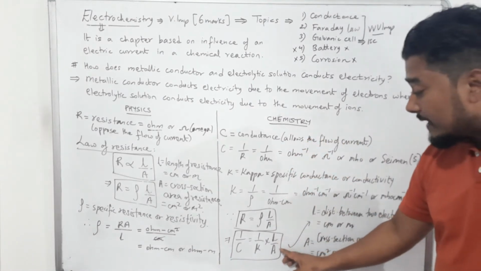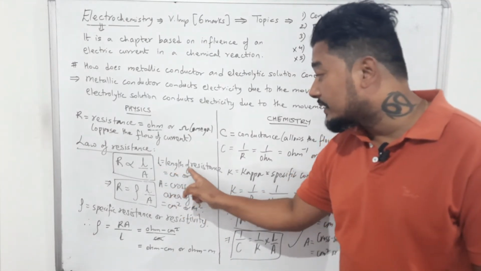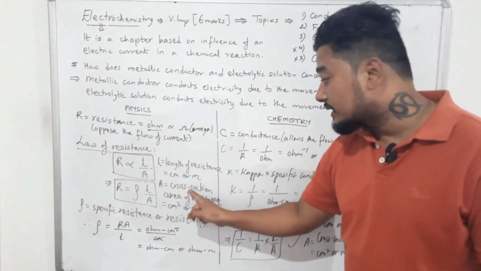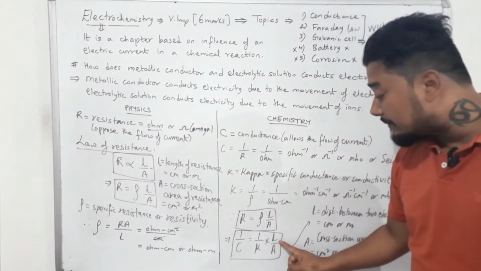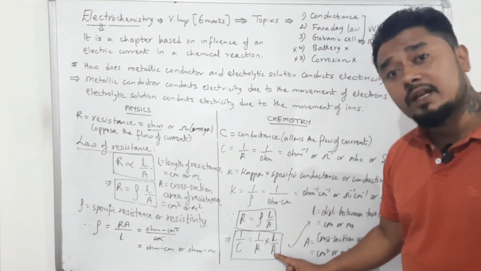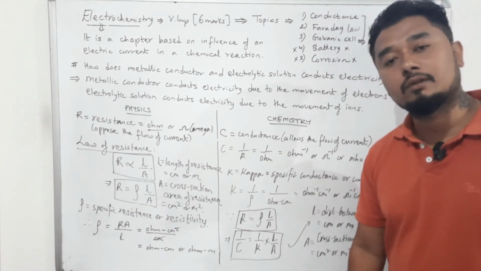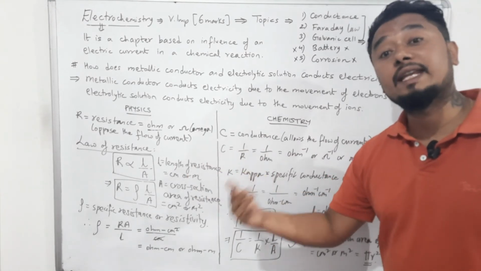Now what is this L by A here in chemistry? In physics, L means length of resistance and A means cross-section area of resistance. That means in chemistry, this L means length of conductance, and A means cross-section area of conductance? No, it's wrong. In chemistry and physics, the meaning of L and A is different.